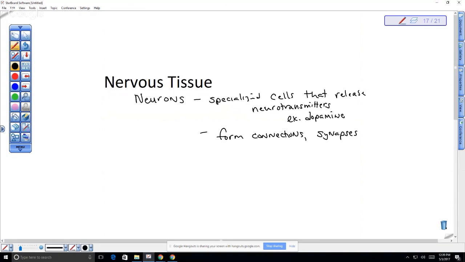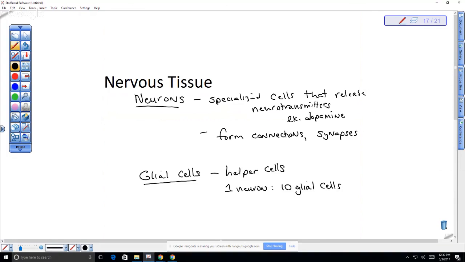Nervous tissue does not just exist of neurons, which is what I learned 20 years ago, but it also has what are called glial cells. And these are helper cells. So the glial cells actually outnumber the neurons in your nervous tissue. For every one neuron that you have in your nervous tissue, you have 10 glial cells. So they're actually more abundant. And they have a variety of functions.